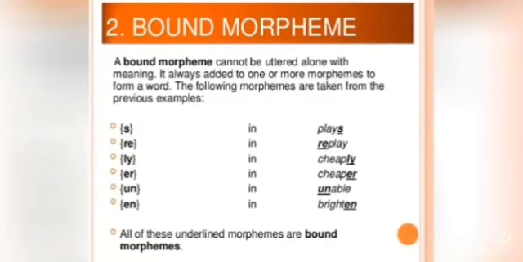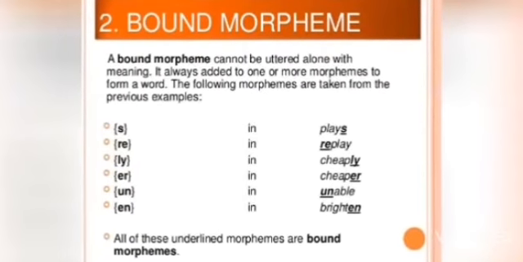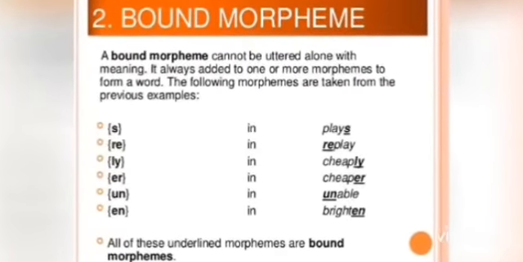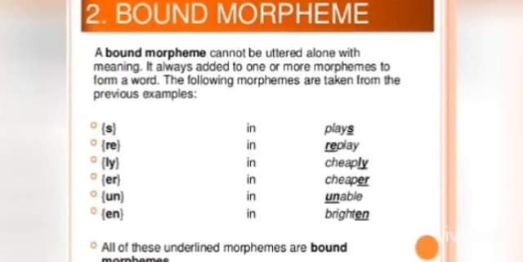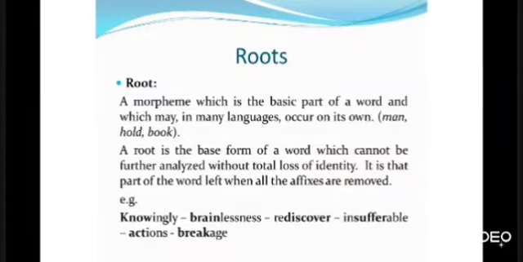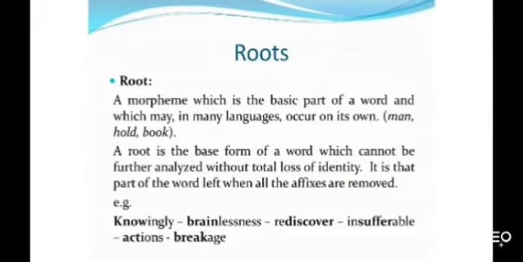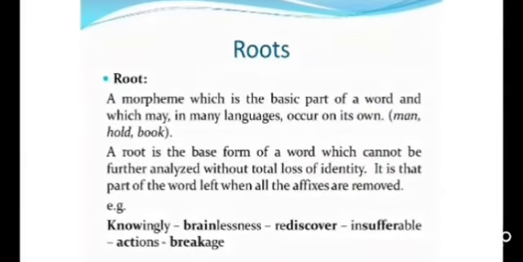Bound morphemes have no linguistic meaning unless they are connected to a root or base word, or in some cases, another bound morpheme. Prefixes and suffixes are two types of bound morphemes. Root: a morpheme which is the basic part of a word and which may in many languages occur on its own. For example, man, whole, book.